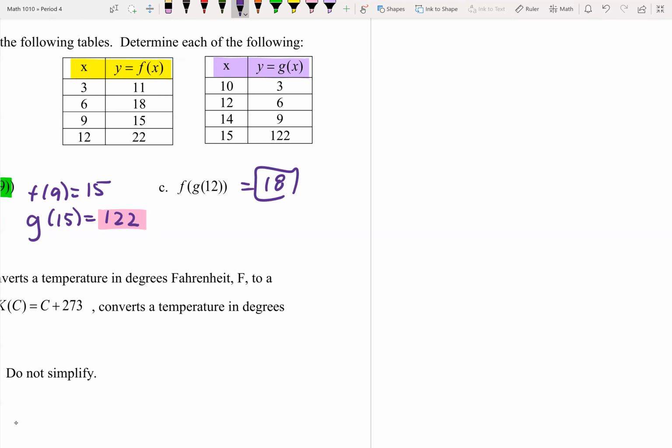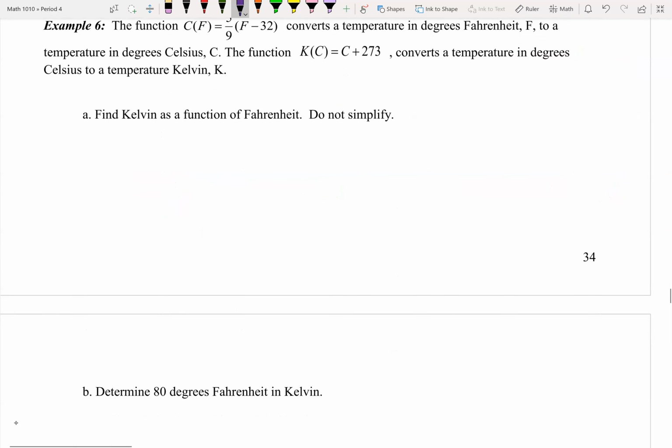He was kind of unsure. He was like, 18. You're right. Who says, yep, we knew it was 18? Let's see. Okay, anybody need help with that? Okay, awesome. Let's do 6.